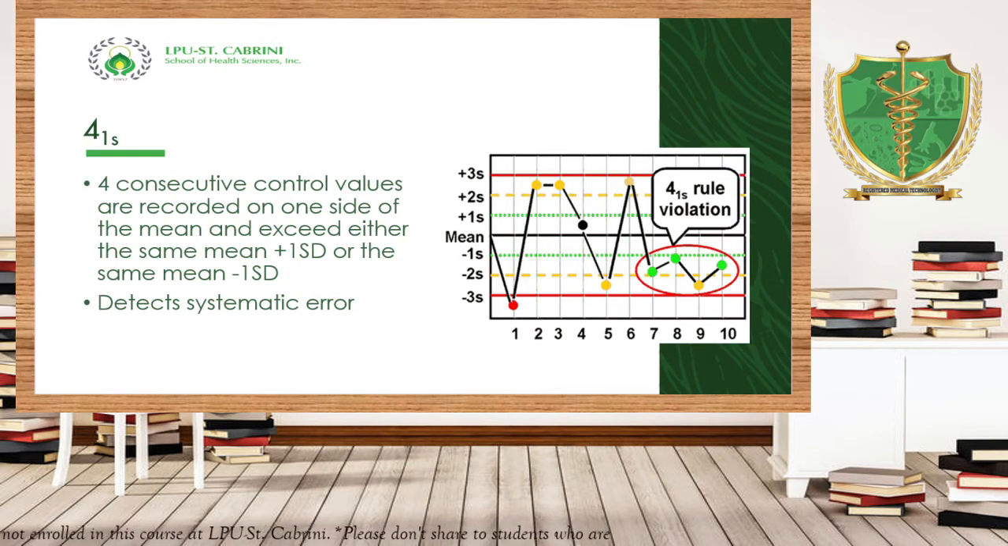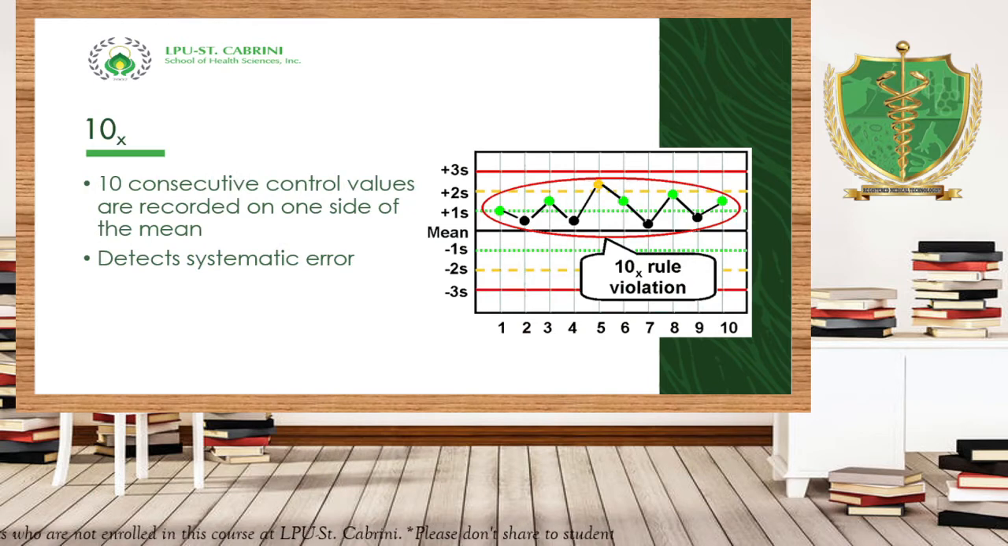4,1S is four consecutive control values that are recorded on one side of the mean and exceed either the same mean 1SD or 2SD. 4,1S detects systematic error. And 10X is 10 consecutive control values recorded on one side of the mean. Usually, 10X detects systematic error.